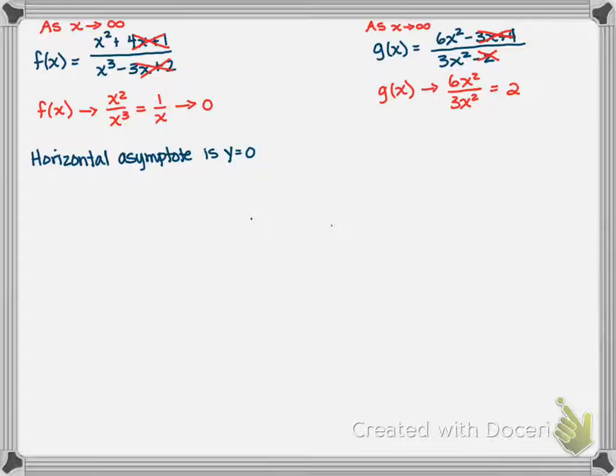And so what that tells us is that as x gets really, really big, the outputs of this function are going to look like the horizontal line y equals 2. And so we have a horizontal asymptote at y equals 2.